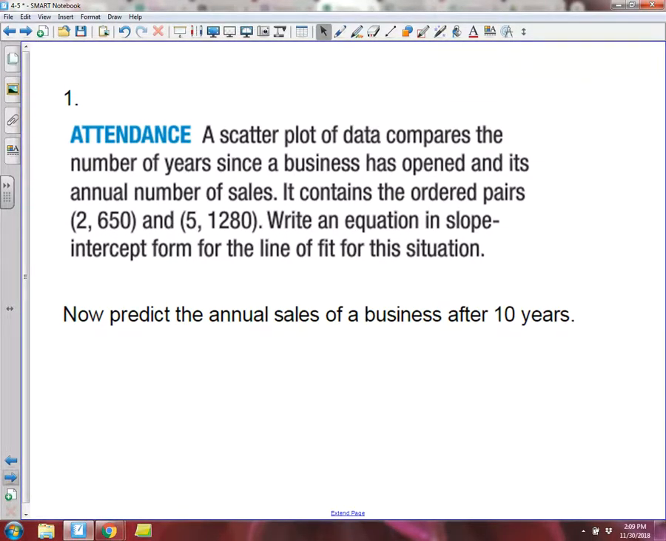A scatter plot of data compares the number of years since a business has opened and its annual number of sales. It contains the ordered pairs. You guys see those ordered pairs? What do you think you're going to do with them? Plug them in, because I need to write an equation in slope-intercept form. So go ahead. Put in those points, and let's get an equation.